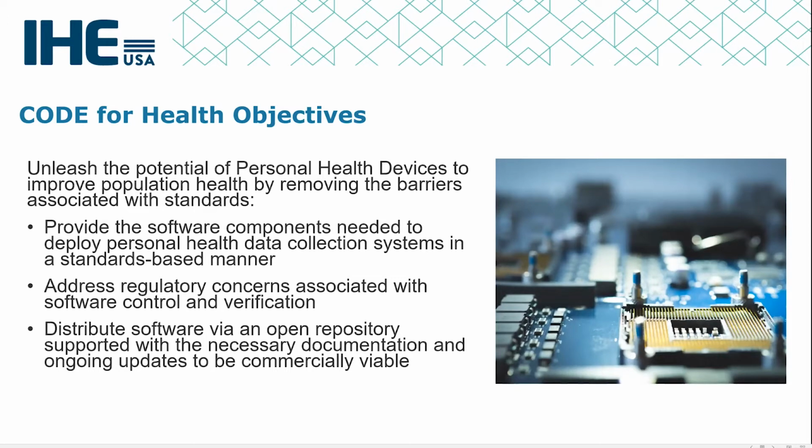So specifically, what are the objectives of the Code for Health program? We want to unleash the potential of that data sitting in those personal health devices, because if you can get that data, you can really do a lot to improve population health. And code wants to remove some of those barriers with getting that data. And we can do that by providing the software components that are needed to deploy a personal health data system in a standards-based manner. The standards themselves are very confusing. And so what we really want to do in code is not make people understand standards, but just be able to take those standards in the form of code, a much more consumable input for many organizations that are going to be doing development work.